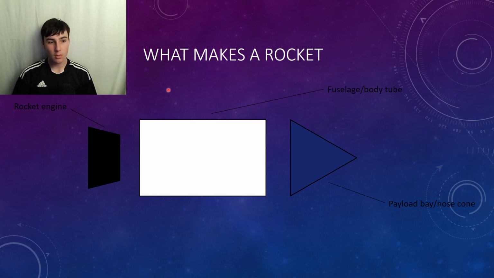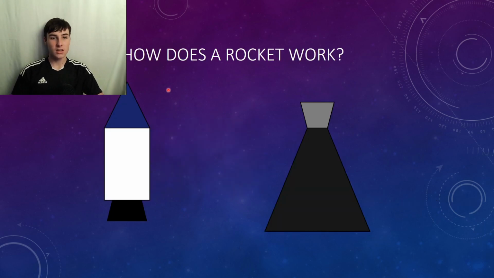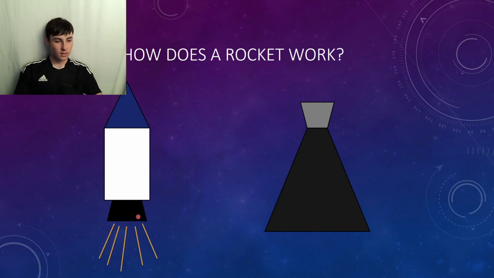I'm going to go into a little bit more in the next slide, which is, how does a rocket work? Well, whenever the engine starts to fire, it shoots out the gases from the bottom and propels the rocket upward into space. And this is our little diagram of a rocket. Very ugly because I'm just using basic shapes because I'm not very good at creating things.